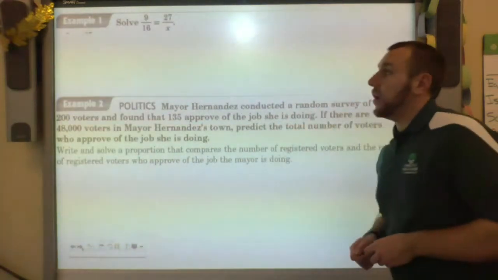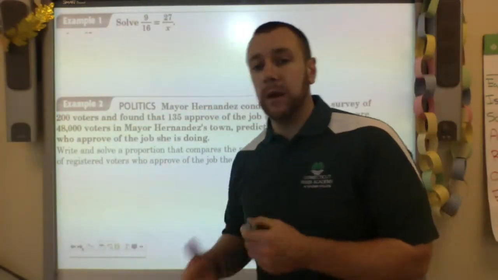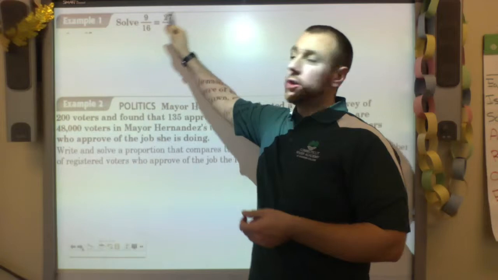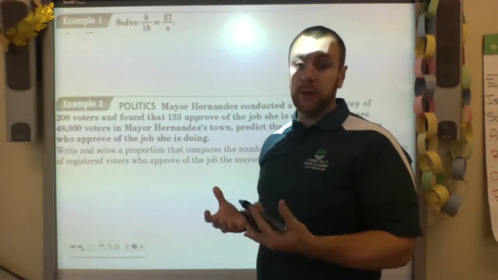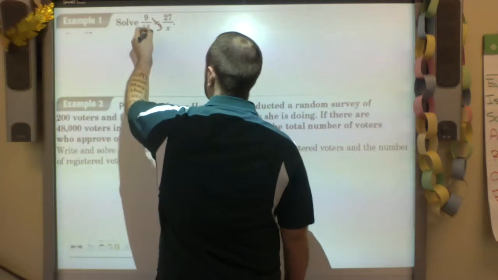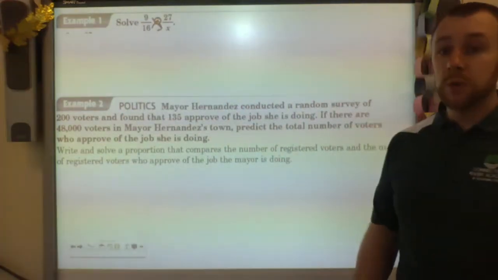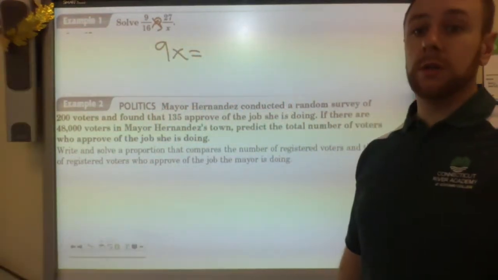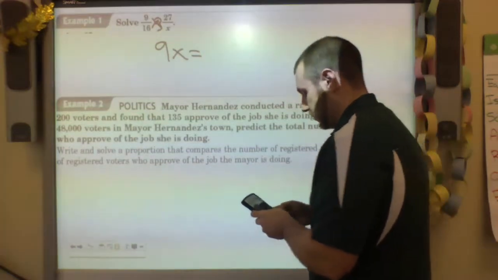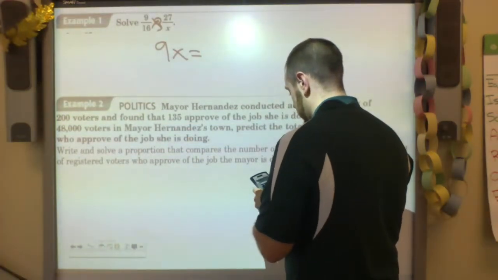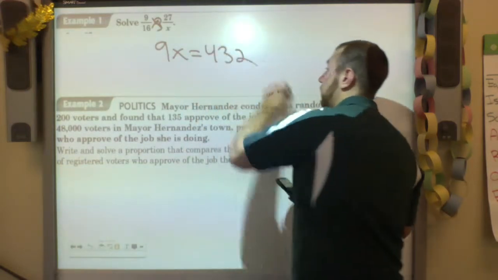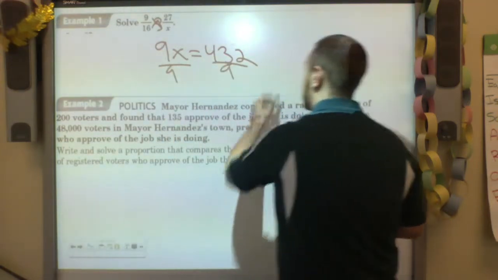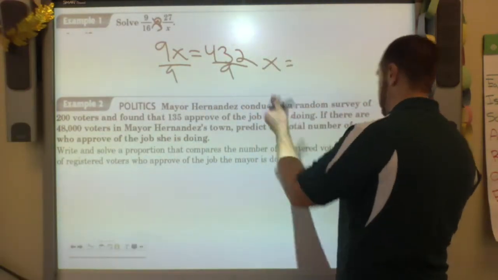The next side is all about proportions. Now you might remember this from previous topics taught, but a proportion is 2 fractions that are equal to each other. The way you solve is you cross multiply. So you would do 9 times x, which is 9x, and you would do 16 times 27, and you get 432. Now, to solve that, divide by 9, you get 48.